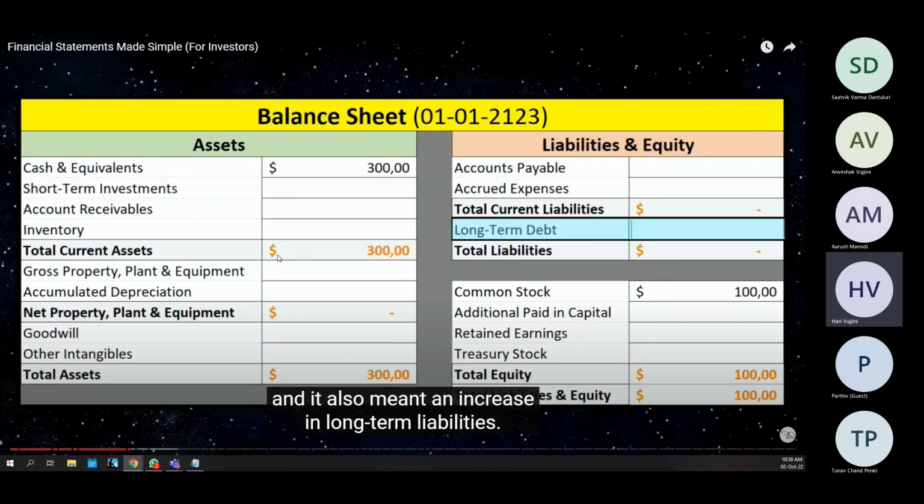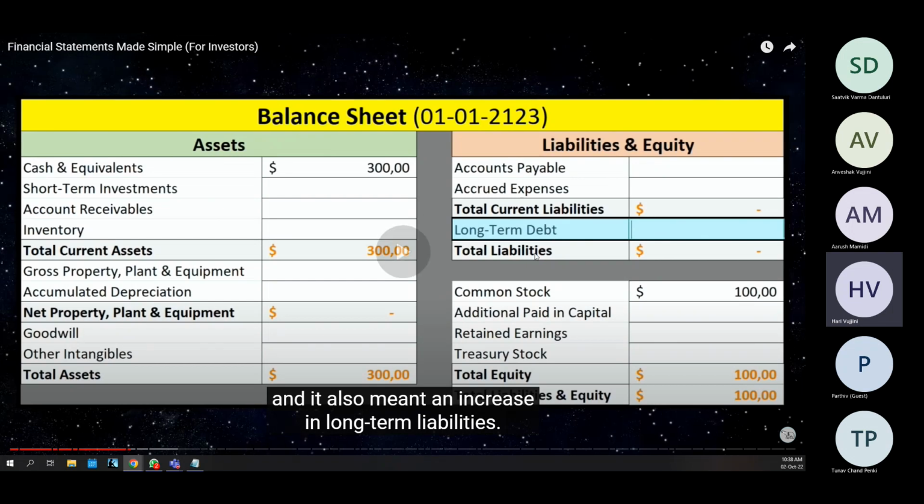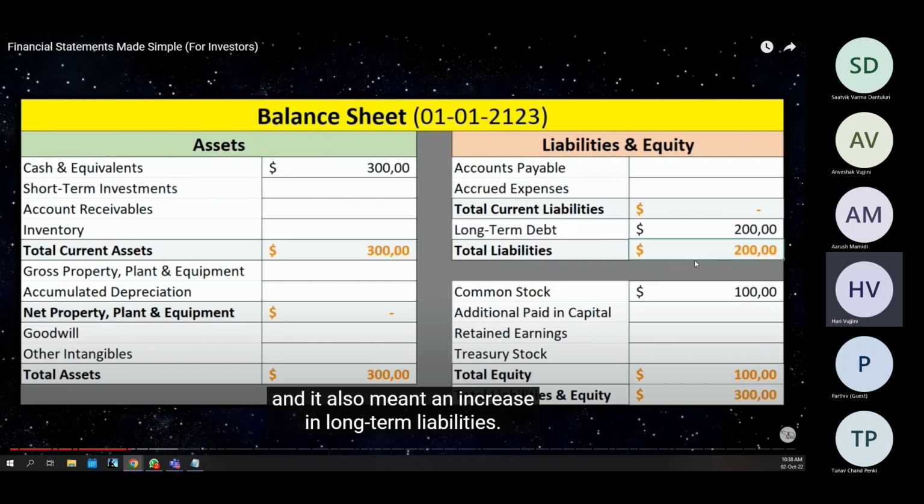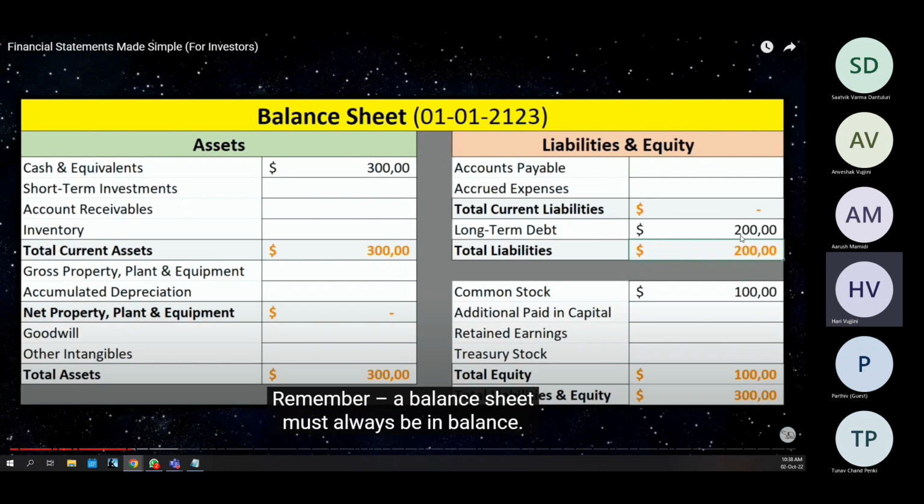So he wanted to start a restaurant, and the place cost him 250, and in common stock, the money he put into the business, it's only 100. So he went to the bank to borrow additional money. He borrowed 200 from the bank. So you see in the debt, it's already in long-term liabilities. Remember, in debt, it's 200, then 100.